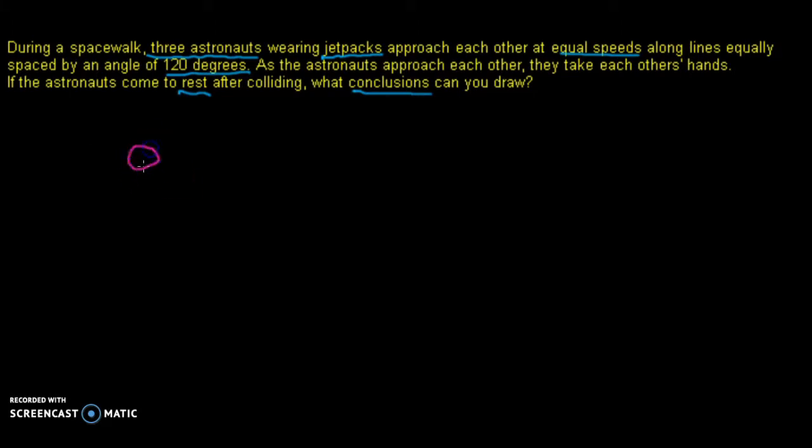Okay, so let's start by drawing this out. We have three astronauts. First one we'll call Blossom. Second one, we'll make it Buttercup. Third one, which is blue, will be Bubbles. These astronauts are supposed to be colliding into each other. So, let's start by drawing their velocity vectors. And remember, the astronauts are 120 degrees apart.